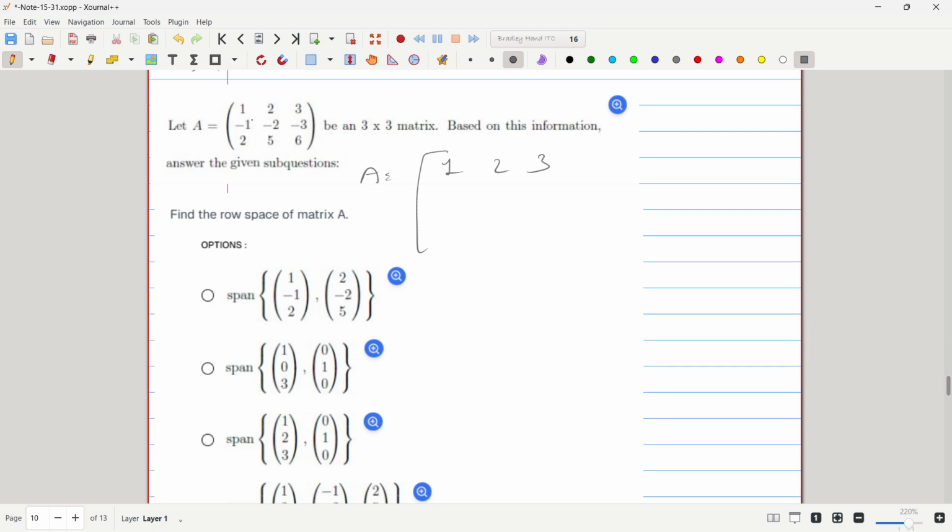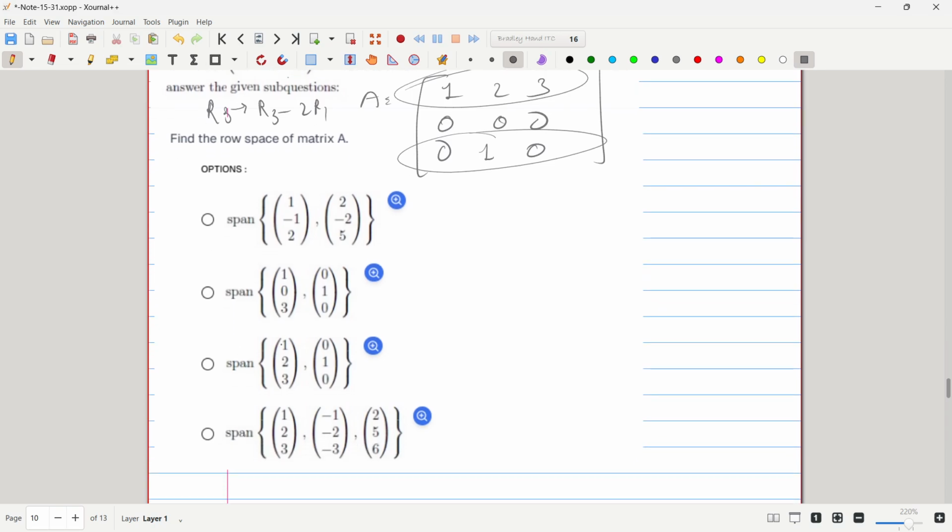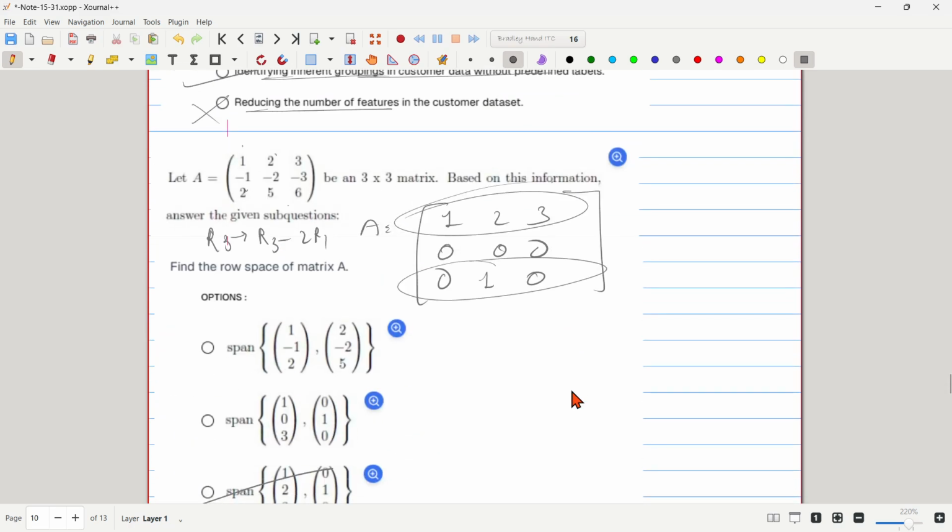1, 2, 3. If you add row R2 with row R1, you will get 0, 0, 0. Then perform R3 as R3 minus 2 times R1, and you will get 2 minus 2 is 0, 5 minus 4 is 1, and 6 minus 6 is 0. So you will get two non-zero rows. What are the two non-zero rows? 1, 2, 3 and 0, 1, 0. So this is our correct answer.